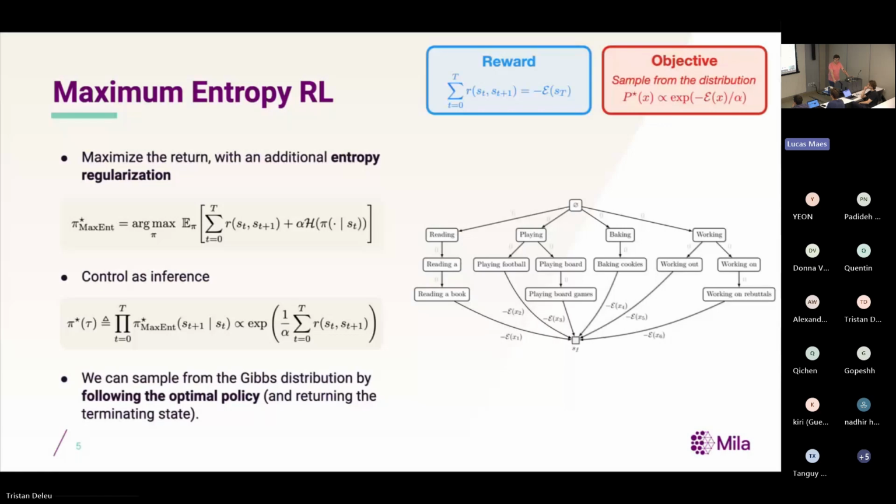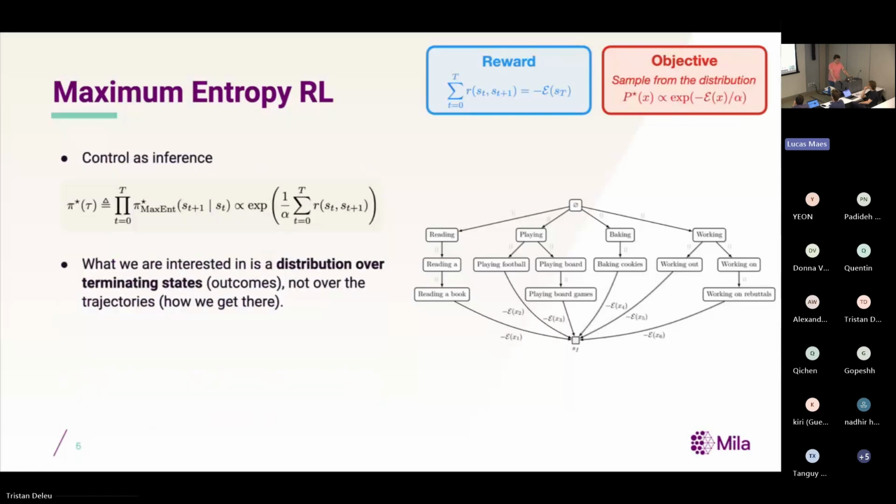So that's it, the shortest presentation ever. We just solve maxent RL, and then we have a process that samples from the Gibbs distribution. Well, it's not quite as simple as that. The reason is that this distribution, which is proportional to what we want in the end, the exponential of minus the energy, is a distribution over trajectories. But what we want is a distribution over terminating states. We don't really care about how we get to a terminating state. We care about which terminating state we end up at.